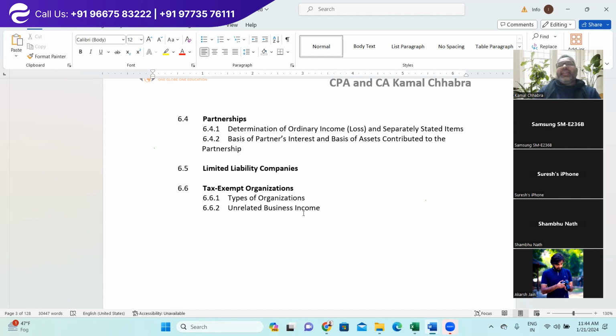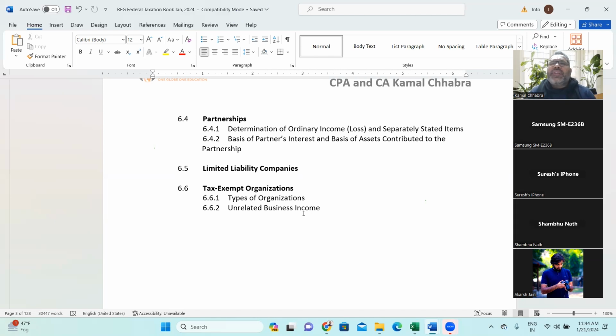And the last one is tax exempt organizations. In the same way, in India we have not-for-profit organizations, right? The organizations which take Section 12AA approval. Do you know Section 12AA in India? Any of you have any idea?